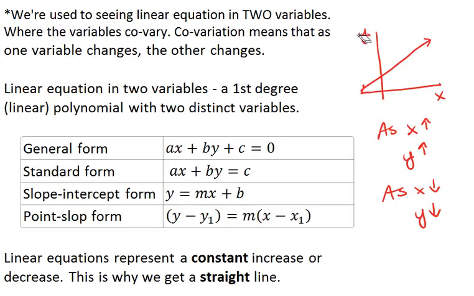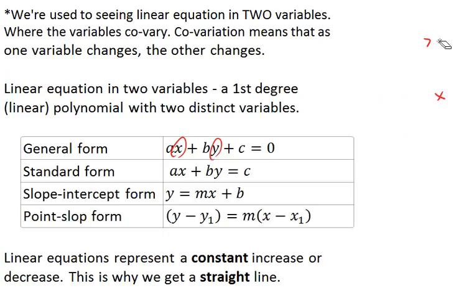But it's important to understand that this linear equation can appear in a couple of different ways. And the forms are in this table for you. So, a linear equation is a first-degree polynomial with 2 distinct variables. We usually have those variables as x and y. In the general form, we set everything equal to 0, meaning we have ax plus by plus c equal to 0.